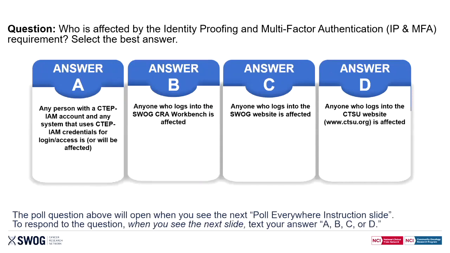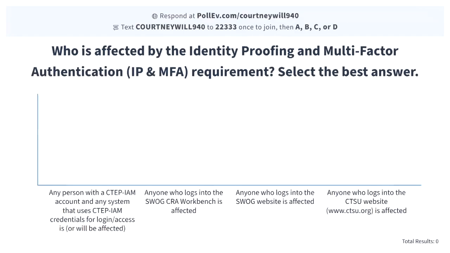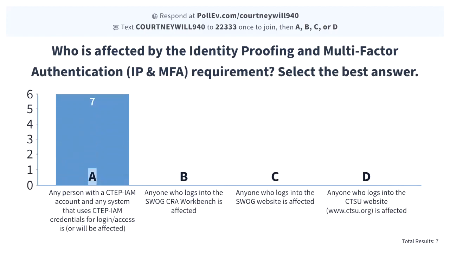All right, next question. Who is affected by the identity proofing and multi-factor authentication, the IP and the MFA requirement? Select the best answer. Is it A, any person with a CTEP IAM account and any system that uses CTEP IAM credentials for login access is or will be affected? B, anyone who logs into the SWOG CRA workbench is affected. C, anyone who logs into the SWOG website is affected. Or D, anyone who logs into the CTSU website at www.ctsu.org is affected.